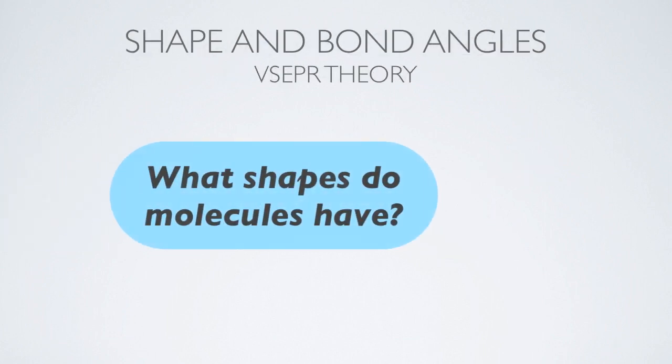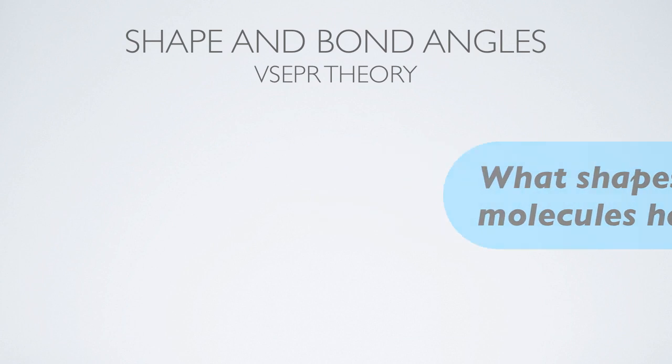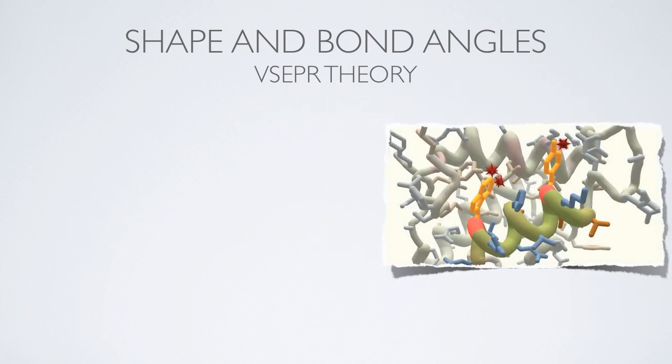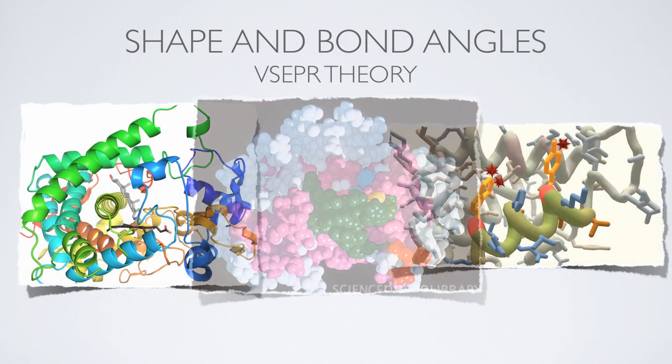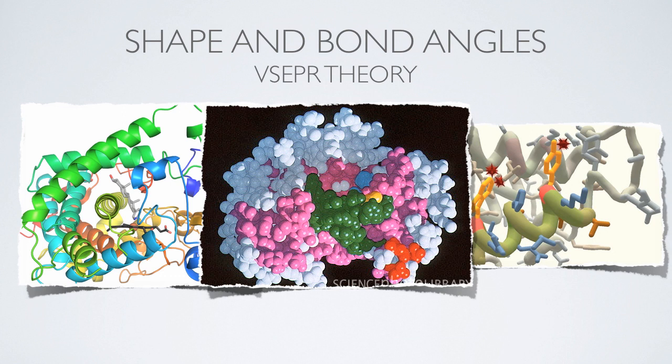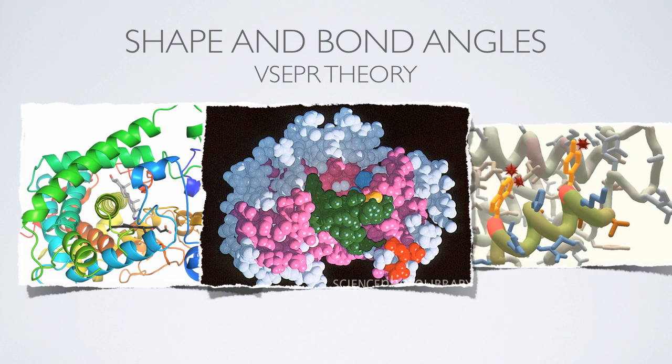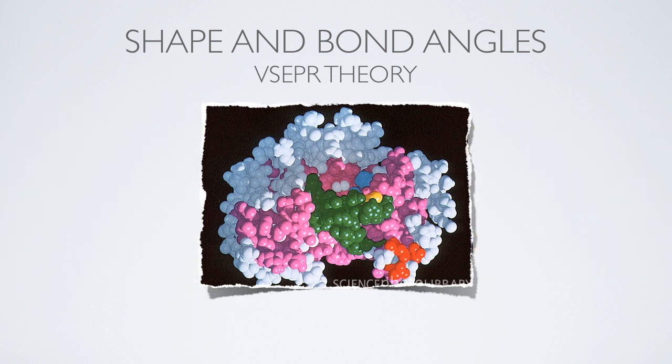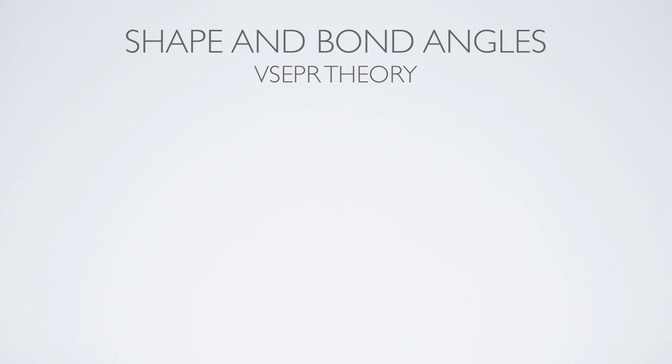So what shapes do molecules have, and why do we care? Well, one answer might be enzymes, which are biological catalysts and are fundamental to life. The function of enzymes depends almost entirely upon their shape. Fortunately for us, we only have to consider much smaller molecules than enzymes.